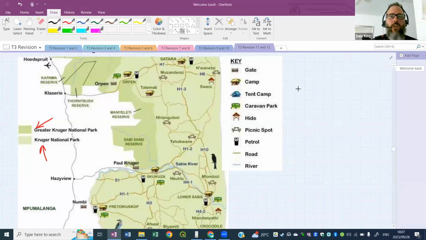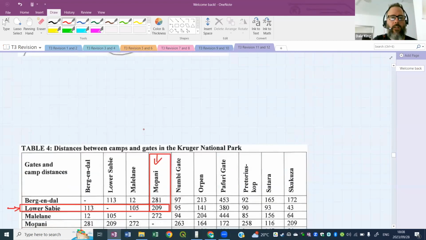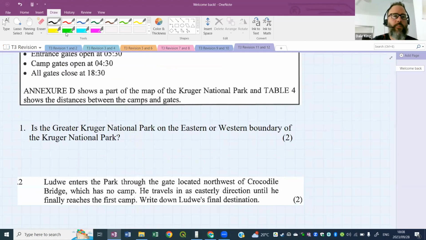On the west. So if you think of a compass, let's put the compass there. We've got north at the top, south at the bottom, and then you write the word "we". So west is on the left. Everyone should be saying in the west. So here it is over here on the western parts of the Kruger National Park. So the Greater Kruger is on the western parts. Let's write that in here. 2 marks for that. And this comes from a trick paper. Fantastic.